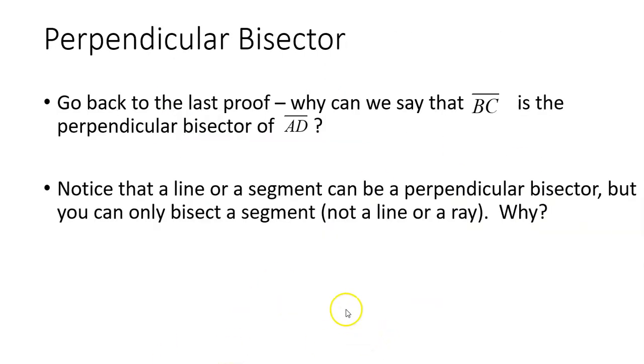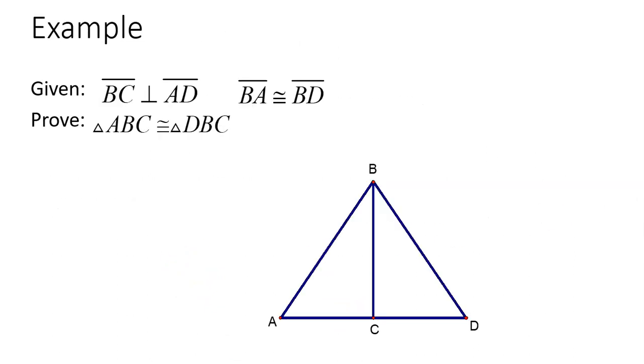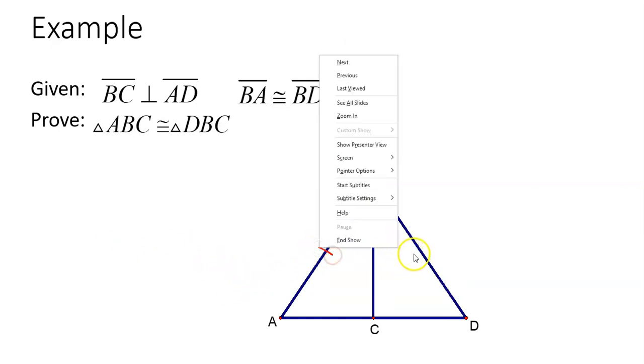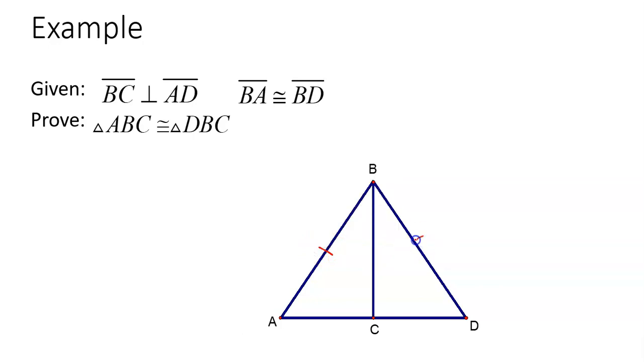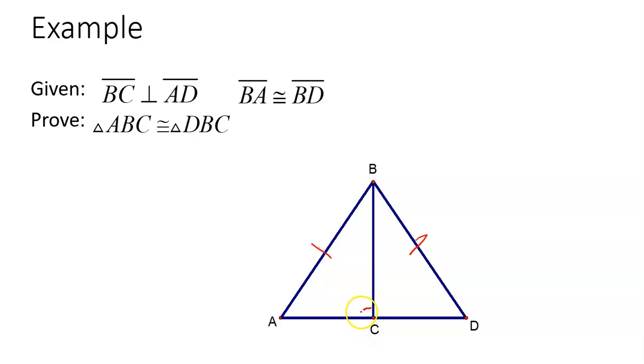Let's try now perpendicular bisectors. We had talked before we got to perpendicular bisectors about triangle congruence proofs, and we had done a proof that looked like this. We had two sides here that were given as congruent to each other, and I had given angles down the bottom that were congruent to each other, right, because they were both right angles.